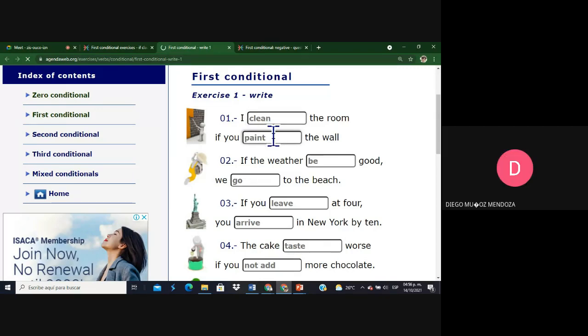Now it's complicated. I will clean the room. If you paint the wall, you paint the wall. Come on. If the weather go. Do you remember from the other class? Is, are, am?